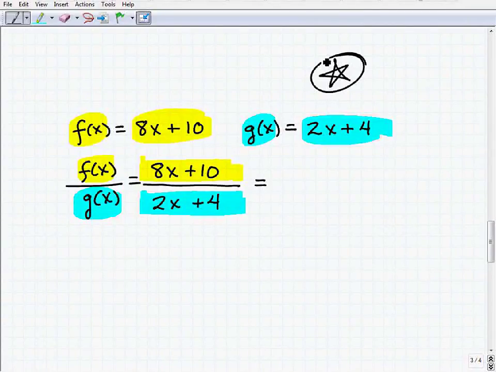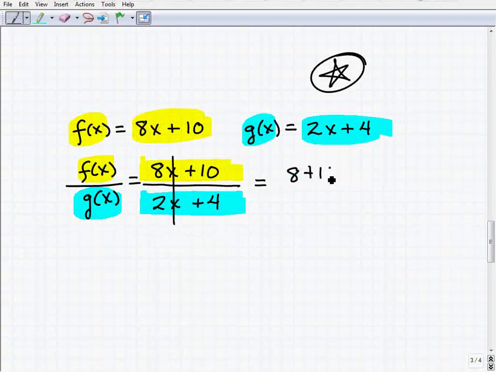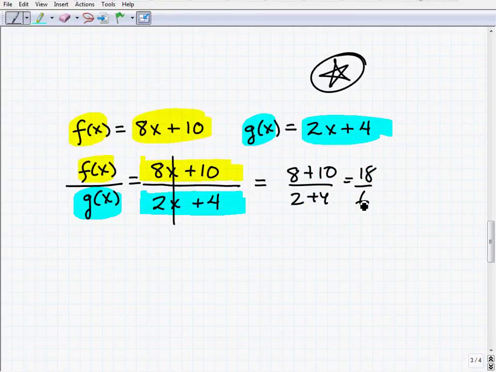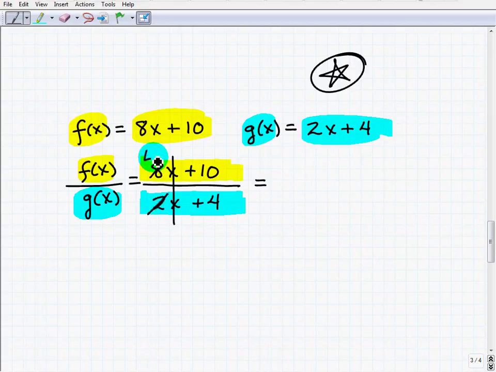Now, if you simplify this result and you did this, maybe I can cross-cancel the x's, and this would be 8 plus 10 over 2 plus 4. So maybe this is 18 over 6. That's totally incorrect. Maybe you said, well, 2 goes into 8, that's 4, so maybe this would be 4x plus 10 over x plus 4. That's incorrect also. These are very common mistakes, and you need to go back and take a look at how to simplify rational expressions, which means you have to know how to factor.